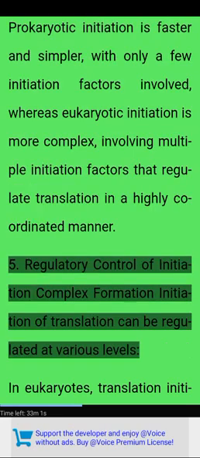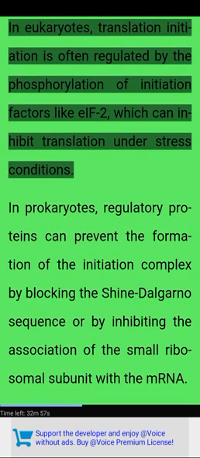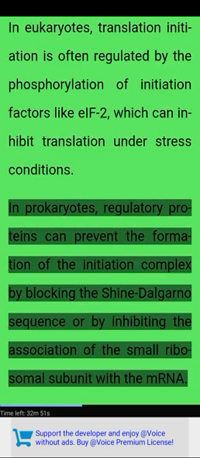5. Regulatory control of initiation complex formation. Initiation of translation can be regulated at various levels. In eukaryotes, translation initiation is often regulated by the phosphorylation of initiation factors like eIF2, which can inhibit translation under stress conditions. In prokaryotes, regulatory proteins can prevent the formation of the initiation complex by blocking the Shine-Dalgarno sequence or by inhibiting the association of the small ribosomal subunit with the mRNA.